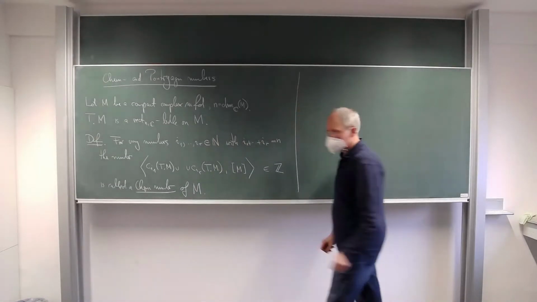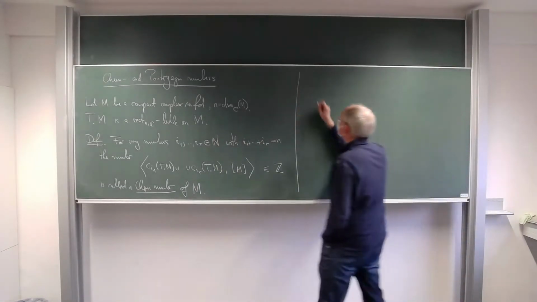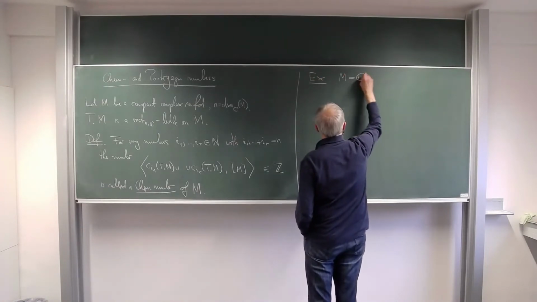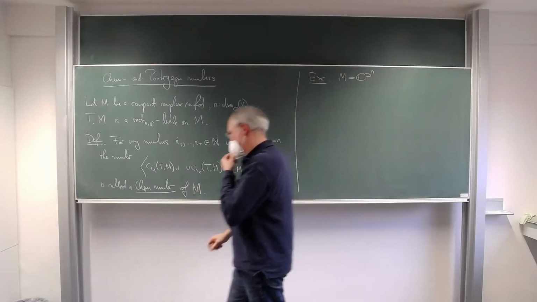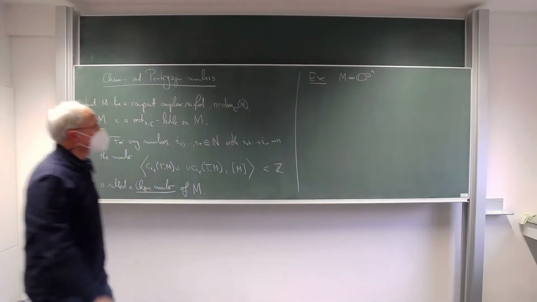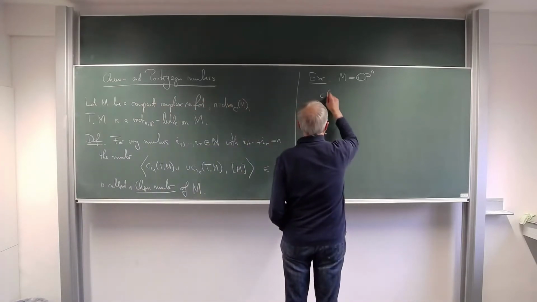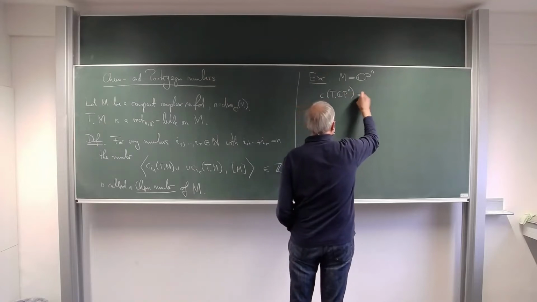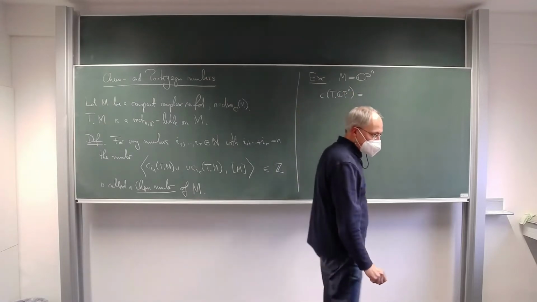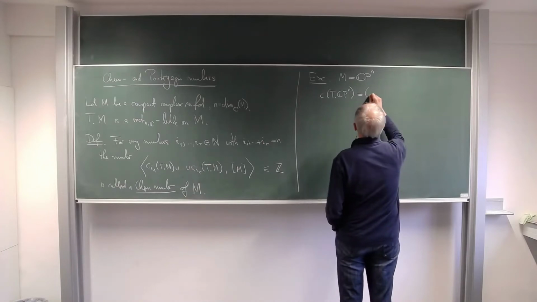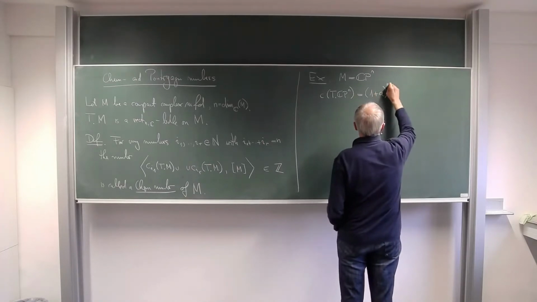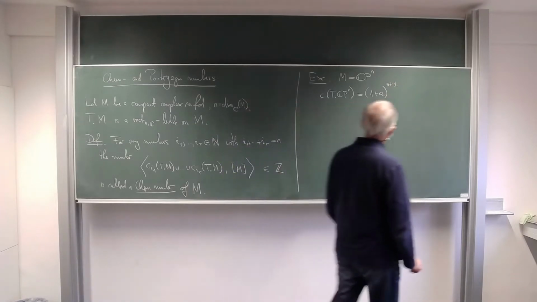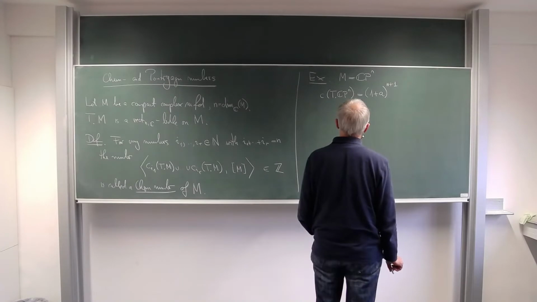Okay, good. So let's look at some examples. First example is our standard example, CP^n. We have computed the Chern class of the tangent bundle of CP^n, and it was given as (1 + a)^{n+1}, with our convention.